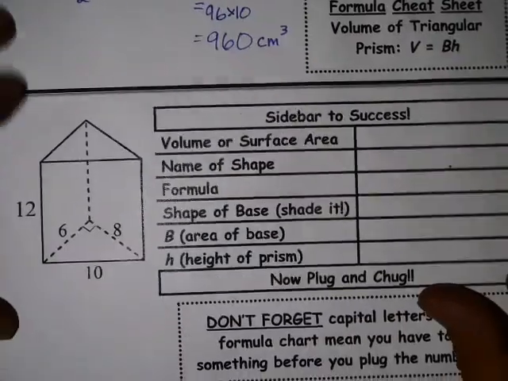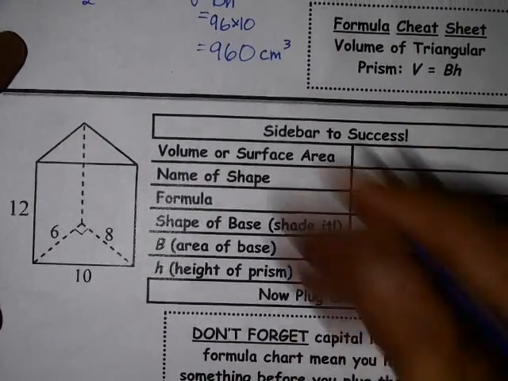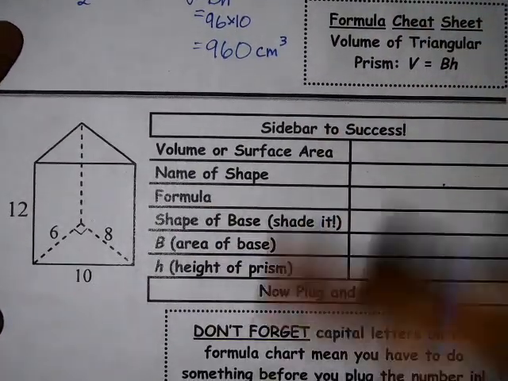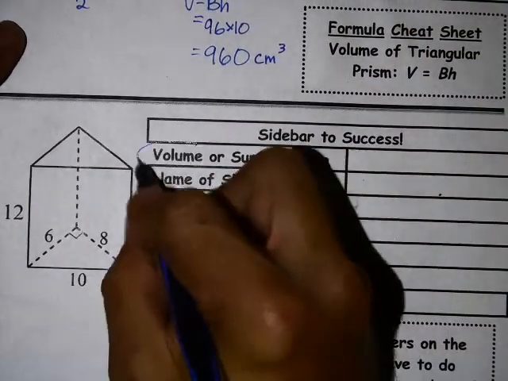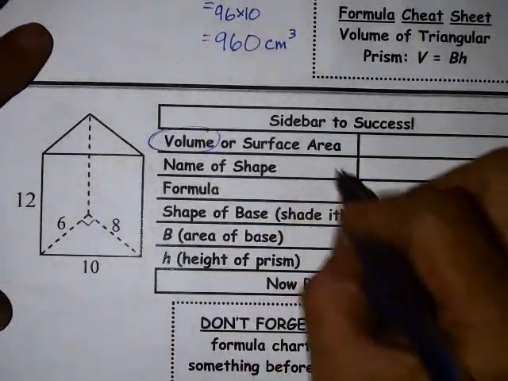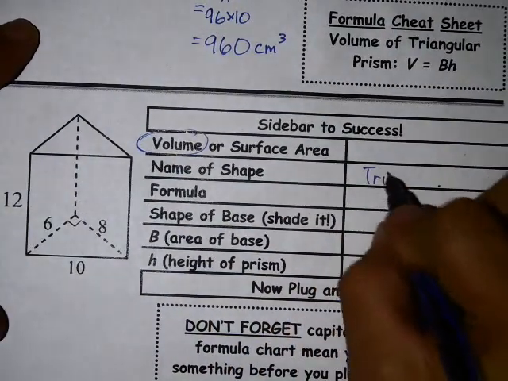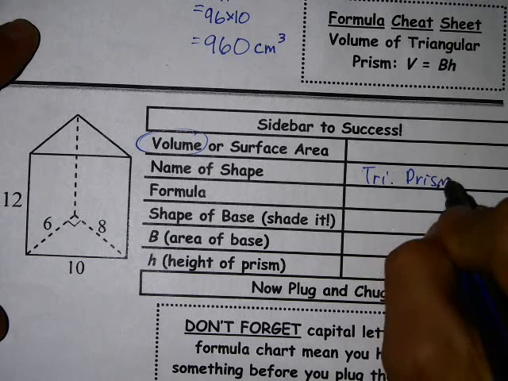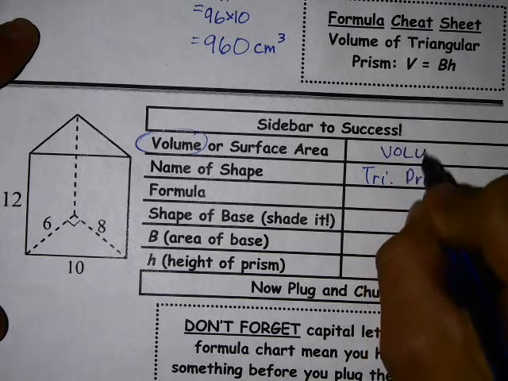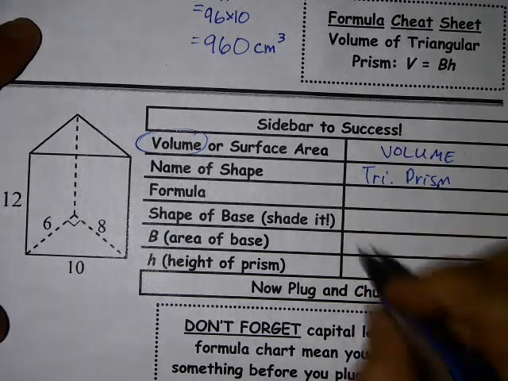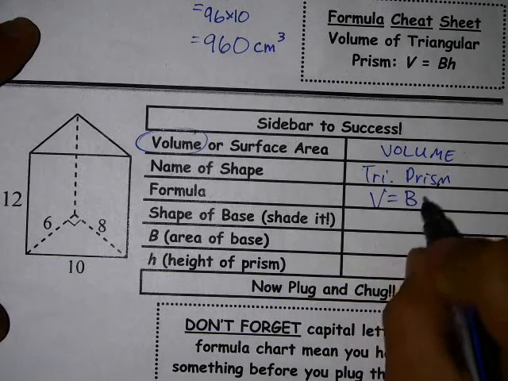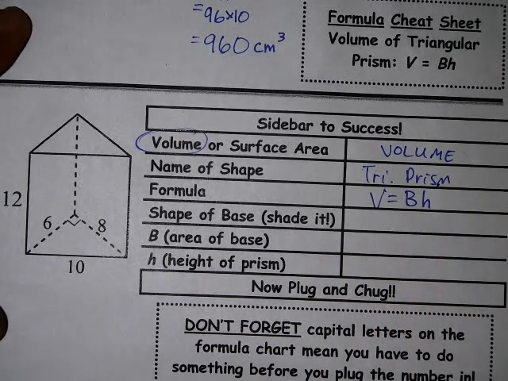Okay, next problem. We're going to go a little bit faster on this one, just because that first one was just to get us the hang of doing this. Now we're going to work through it. Again, we're finding volume. The name of the shape, again, triangular prism. The formula, again, the same formula that we had for the other prisms. Area of the base times the height.